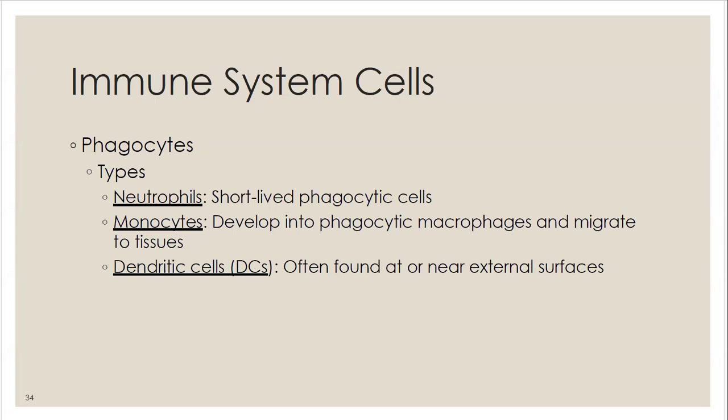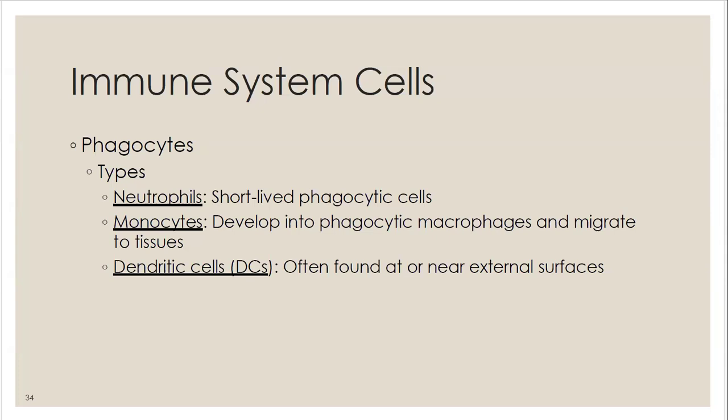Monocytes circulate in the bloodstream in an immature form, and they migrate to the tissues when they're needed. Once they're in the tissues, they turn into macrophages, which are long-lived and highly effective phagocytic cells. Macrophages not only engulf pathogens, but they also remove dead cells and debris to help contribute to tissue repair.